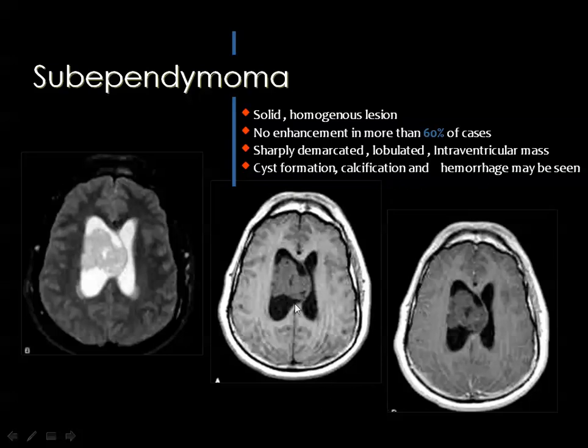This is T1 weighted image, and you see an intraventricular tumor in the right lateral ventricle of intermediate signal, and increased signal in the T2 weighted image. After injection of contrast media, you can see that the tumor does not show any pattern of contrast enhancement.